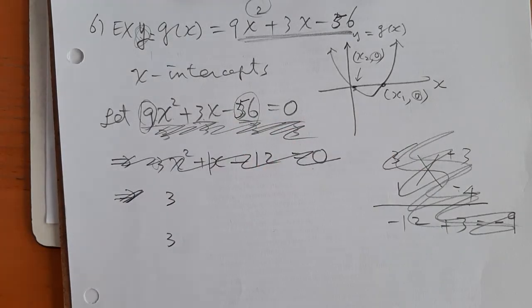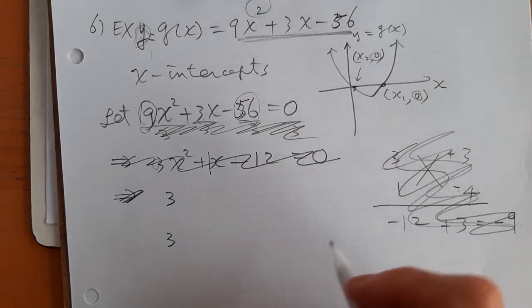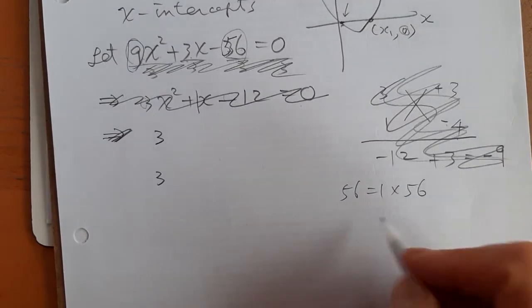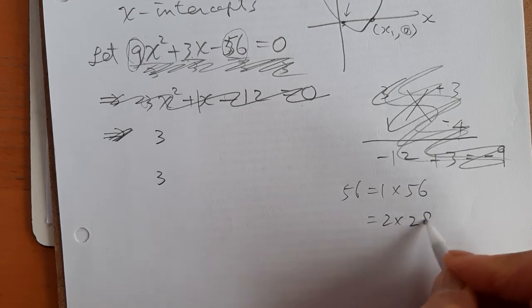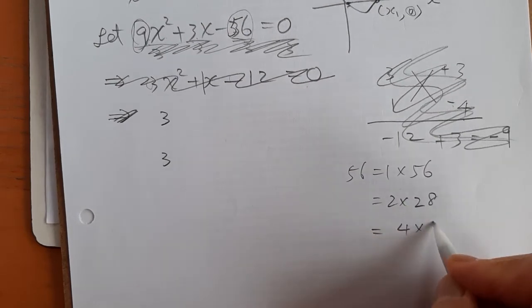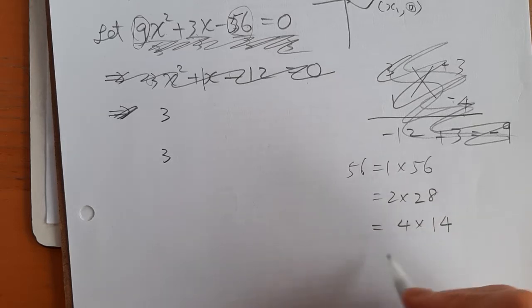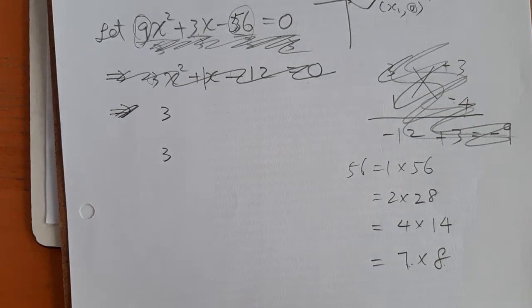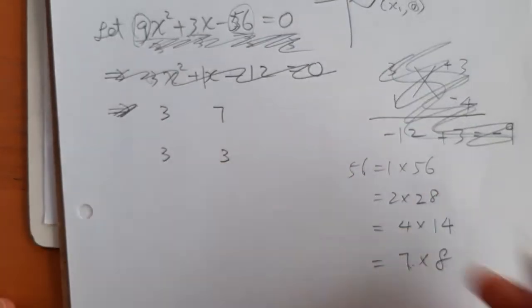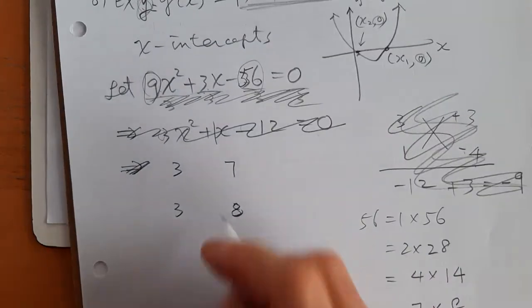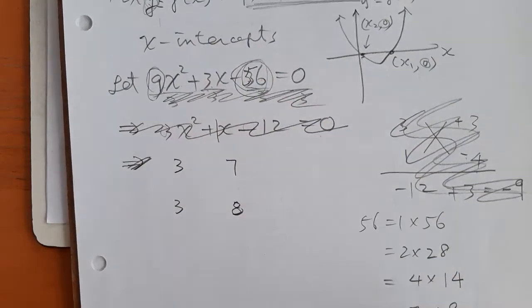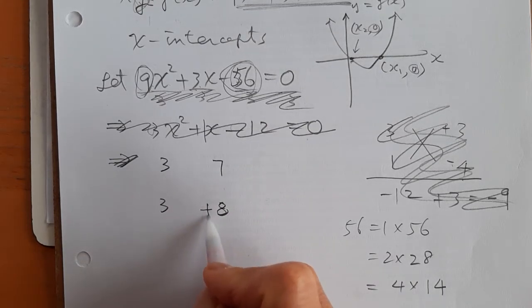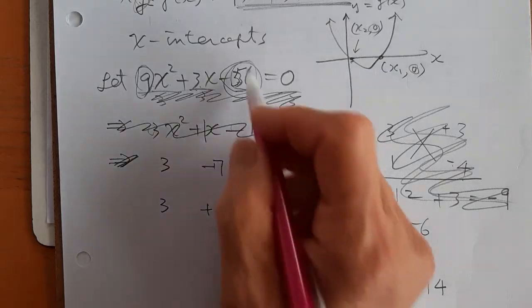And the 56, you can factor as 1 times 56, or 2 times 28, or 4 times 14, or 7 times 8. And 7 and 8 are closer to each other, so you can try 7 and 8. Because it's negative 56, you need to put 1 positive and 1 negative. If I put this positive and this negative, multiplied together it is negative 56.